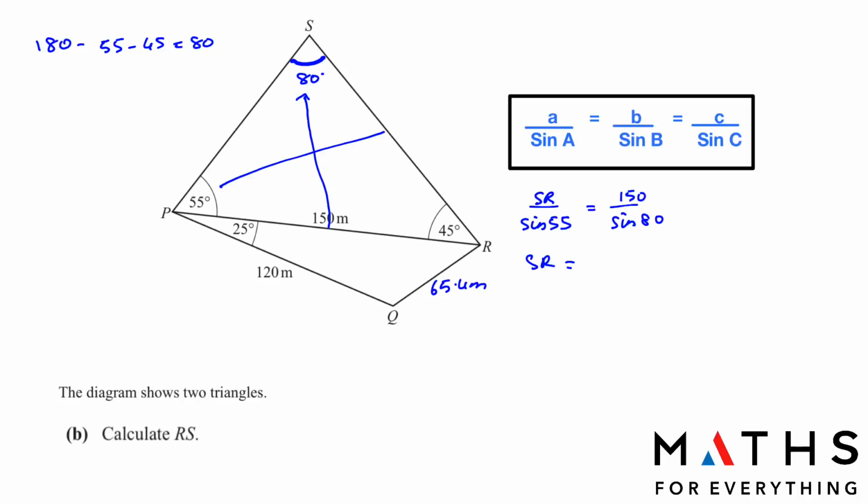Leave the SR where it is. Don't put it in the calculator now. Shift everything to the other side. This is a divide. When you shift it to the other side, it's going to be a multiply by sine 55. Let's see what we get. 124.76. You can round it to the whole number or one decimal place. Meters.